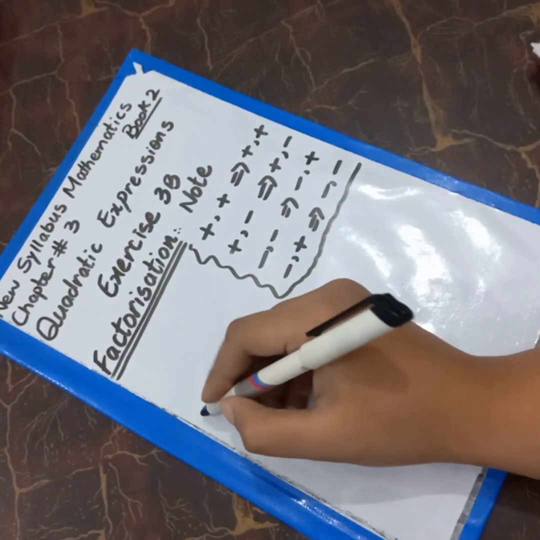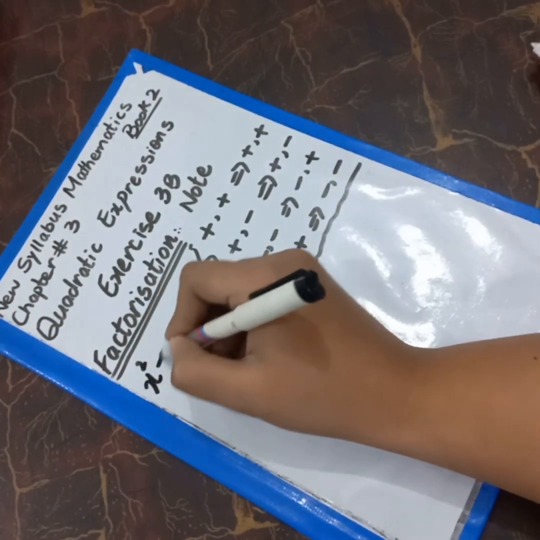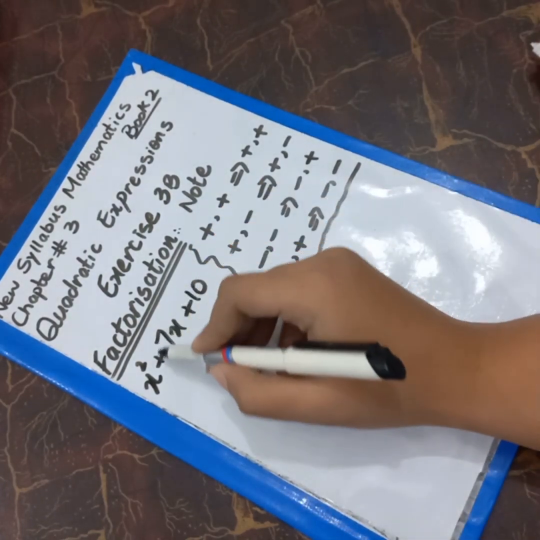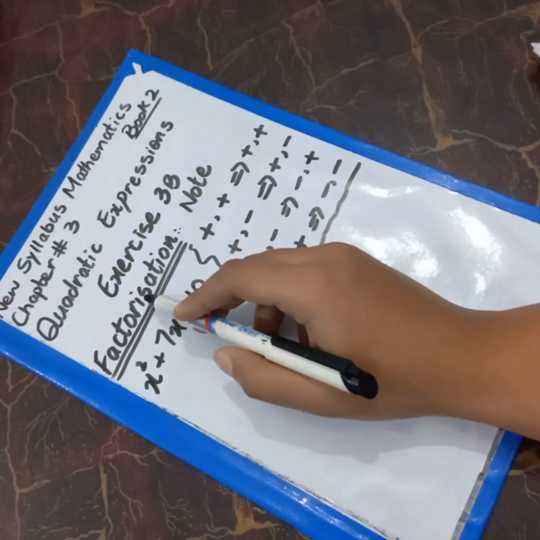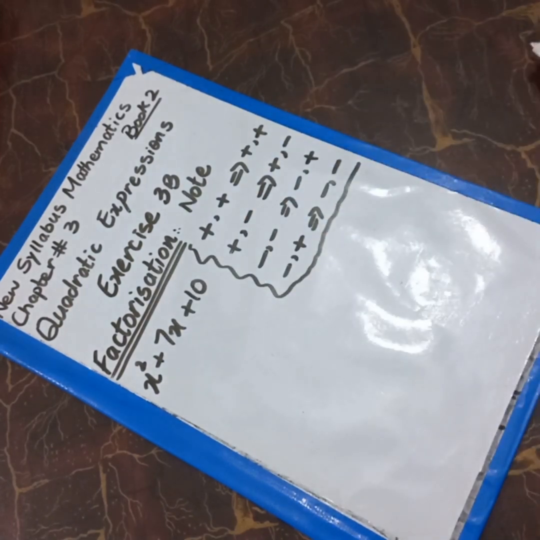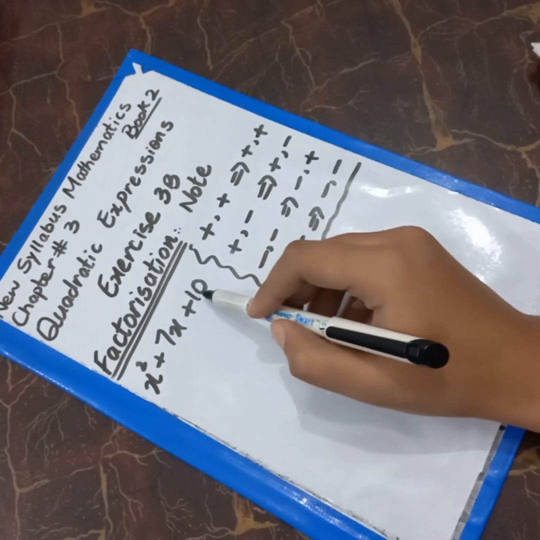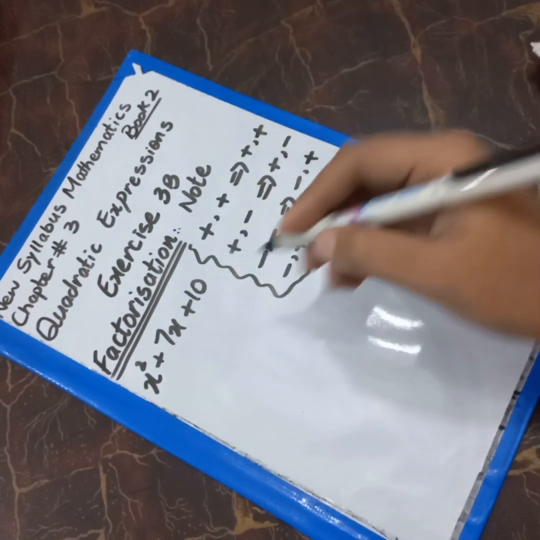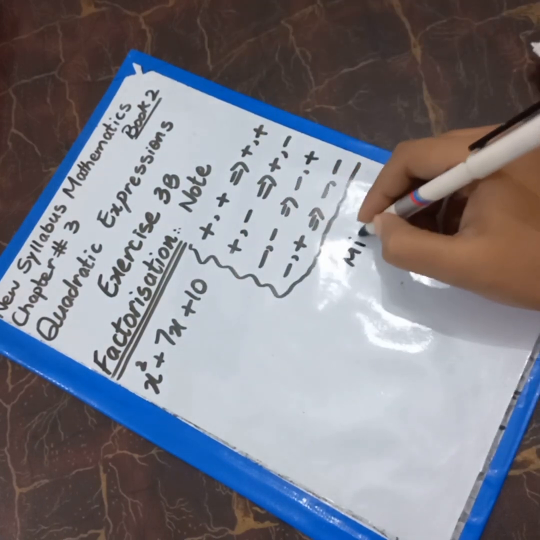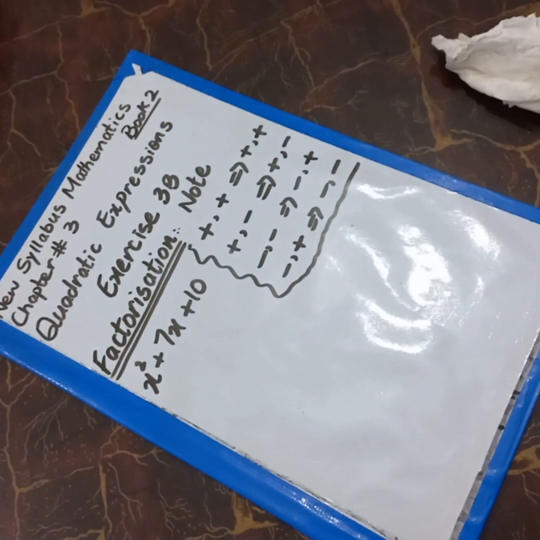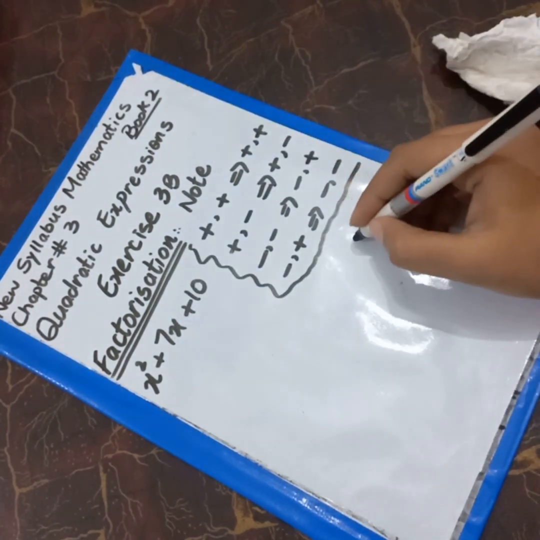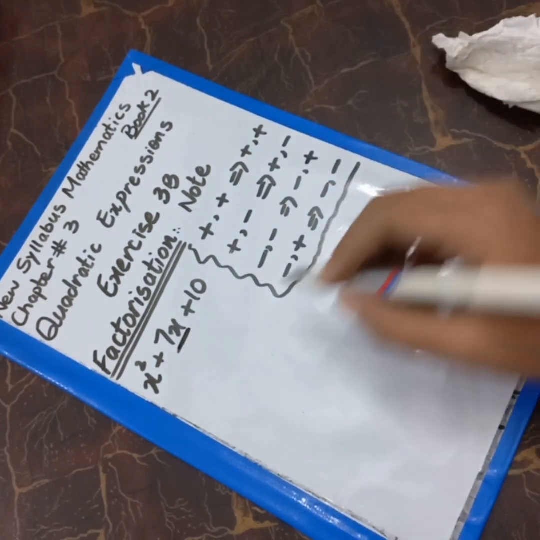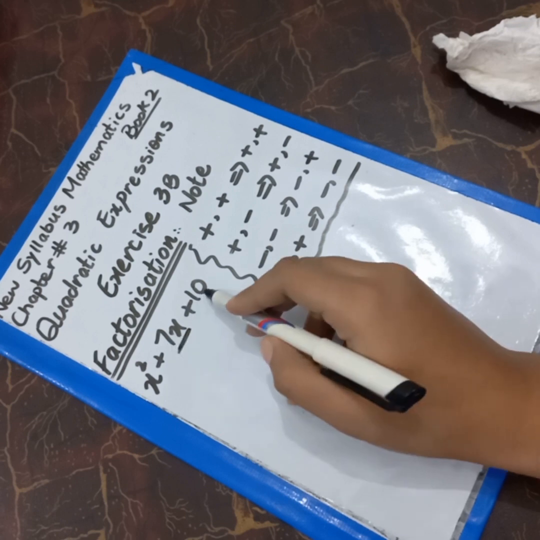Now the question is, for example, x square plus 7x plus 10. The question is saying you have a quadratic expression and you need to factorize it. I'm just giving you one example. Now look at this. This is 10 and this is 7x. Basically, the thing you have to do is break the midterm. As I told you, the other name of factorization is midterm breaking. So you need to break this midterm. This midterm is 7 and its constant is 10.